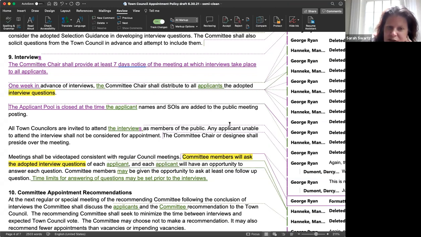So this gets to all the things that I think have been questions. Videotaping, remember in the beginning, committee meetings weren't videotaped. There was a time when our committee meetings weren't videotaped. So that's a holdover from whether or not we actually videotaped something, right? And then regular council meetings, was it special or was it regular? And then who asks? Originally it was only the chair, the chair's designee, that would ask the adopted interview questions. Then it got changed to each committee member. So I think this is a holdover from each step you take and then how we changed each step.